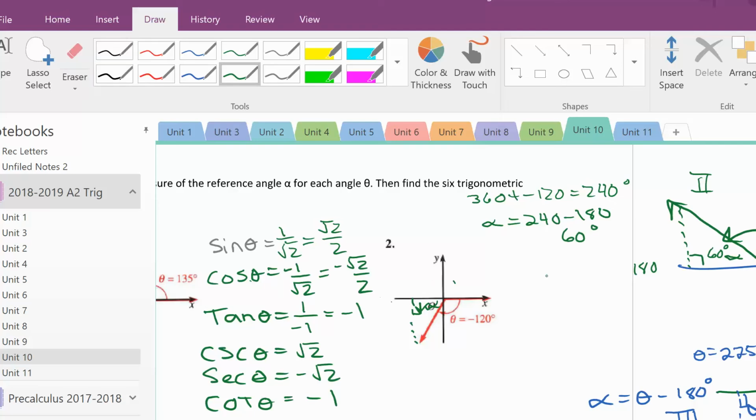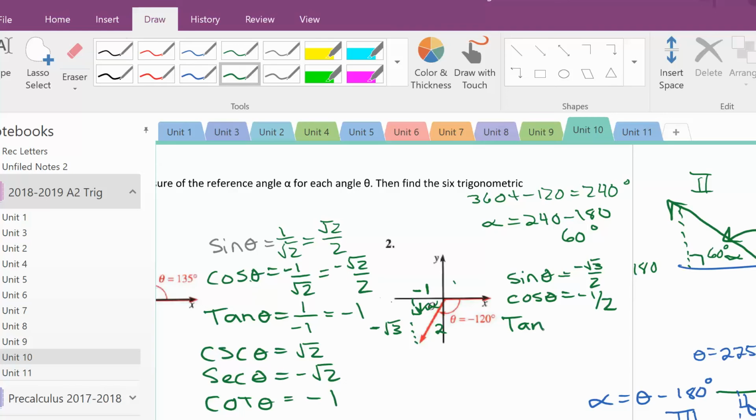So that means you have a 30, 60, 90 with alpha being 60. So opposite the 60 is always rad 3. This is going to be 1, and this is going to be 2, the hypotenuse. Now remember, since we're in the third quadrant, this is going down, so it's negative and negative, which means when we find our values, the sine of theta here is going to be negative rad 3 over 2. The cosine of theta is going to be -1/2.